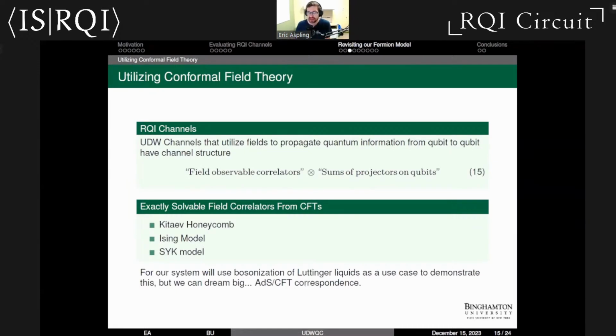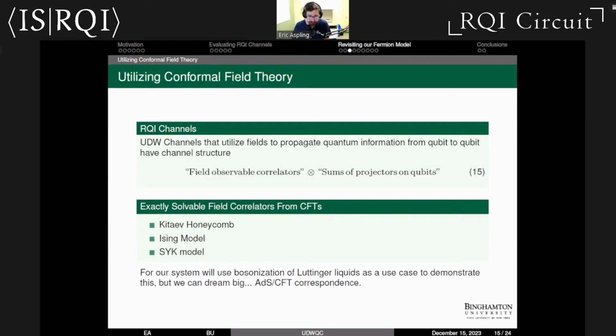But, really quick, conformal field theories in general are going to play a big role. There are lots of conformal field theories that have equivalents in condensed matter systems. If not the system itself, then different analogies like the Kitaev honeycomb model, the Ising model, the SYK model. All of these utilize conformal field theories. So the usefulness of these field observable correlators is going to be determined by how well we understand those correlators in these CFTs.